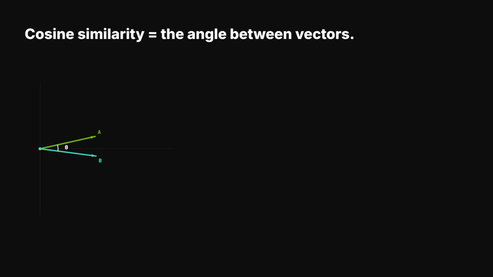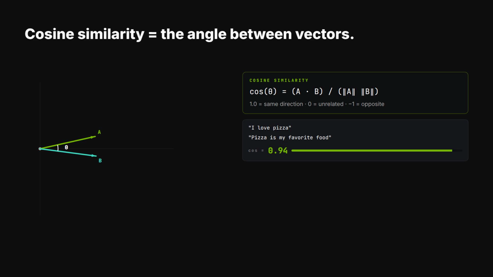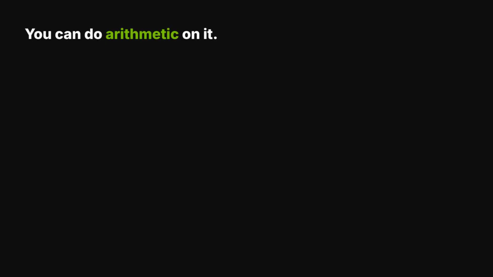The usual measure is cosine similarity, which looks at the angle between two vectors. Same direction means same meaning. It ignores length entirely, only direction. So I love pizza and pizza is my favorite food point almost the same way, even though they barely share a word.